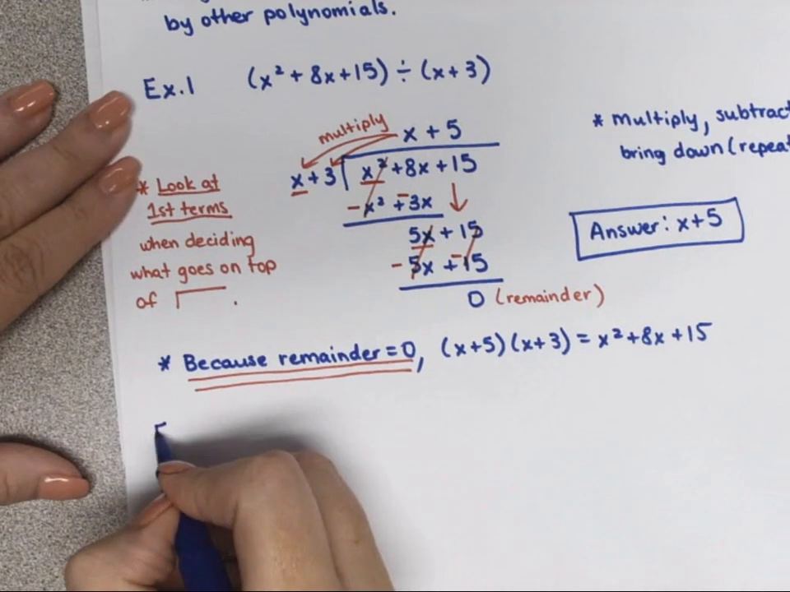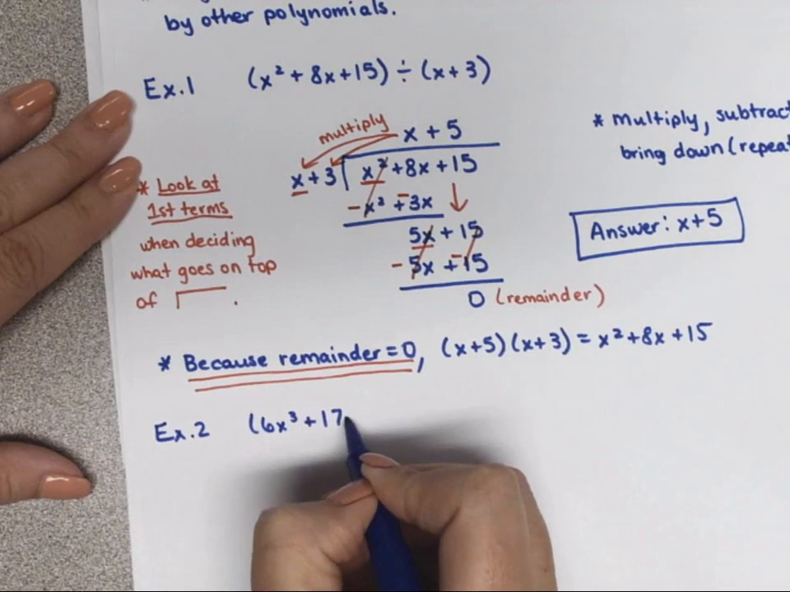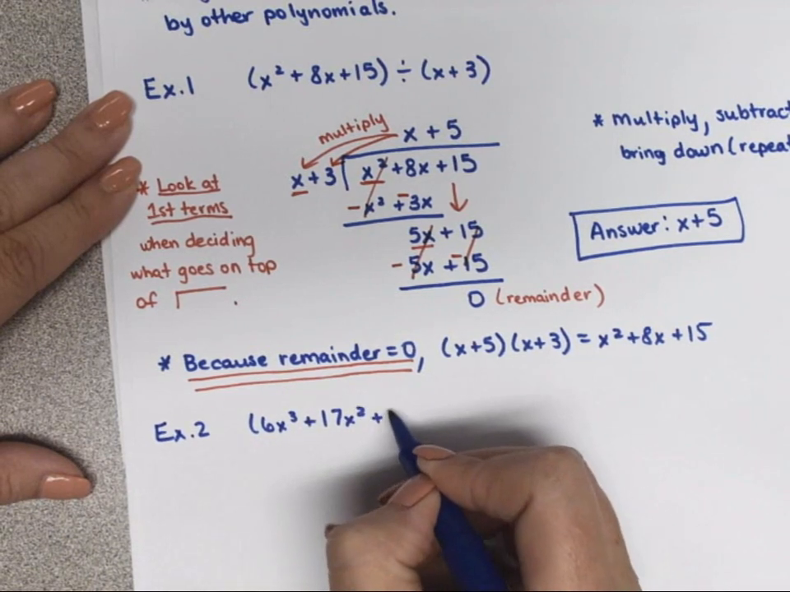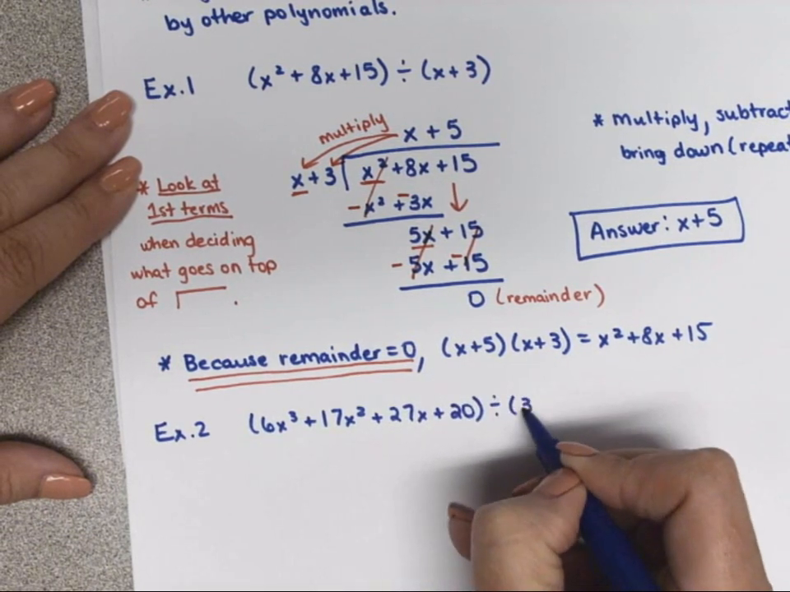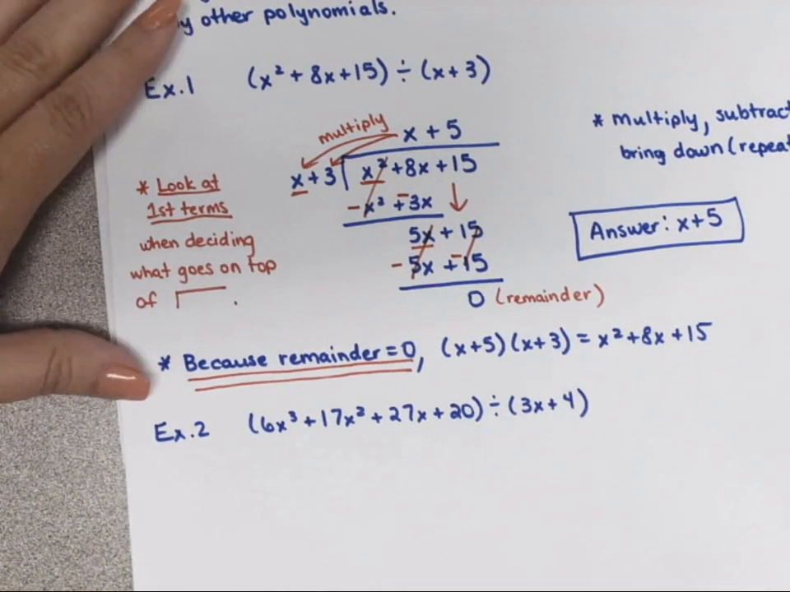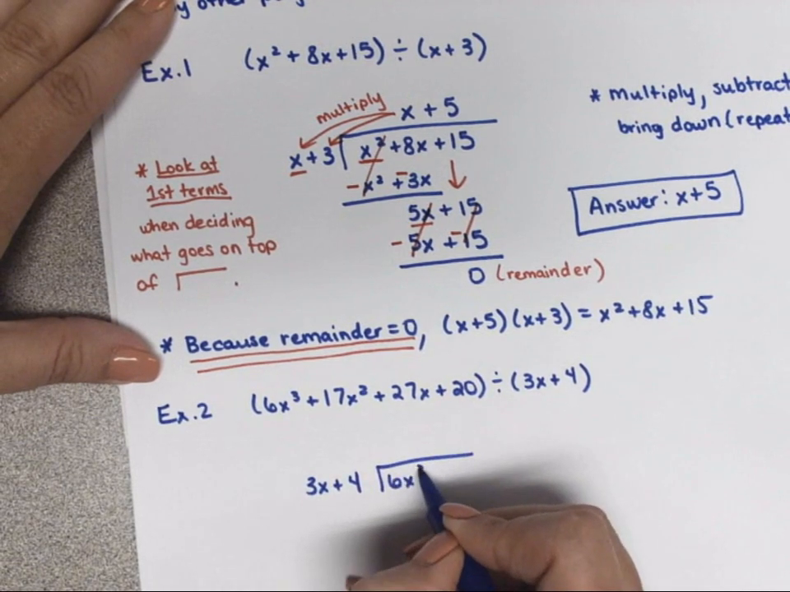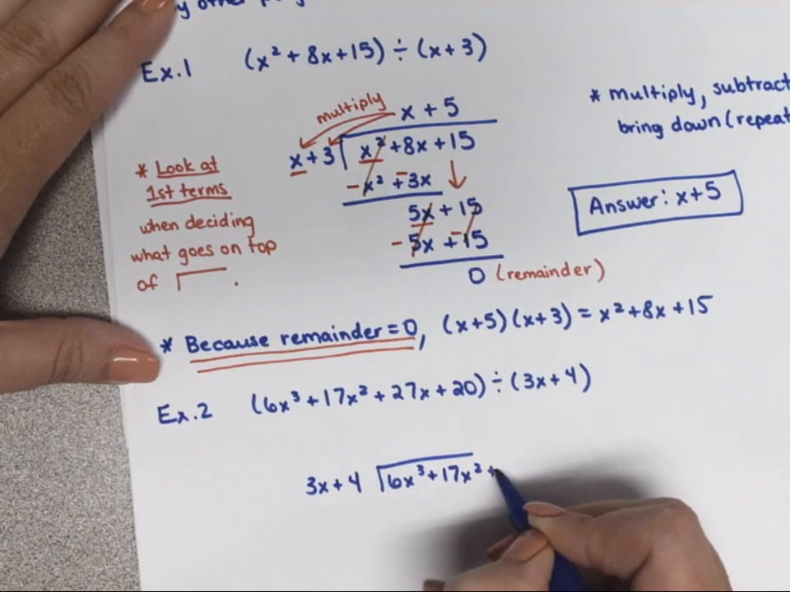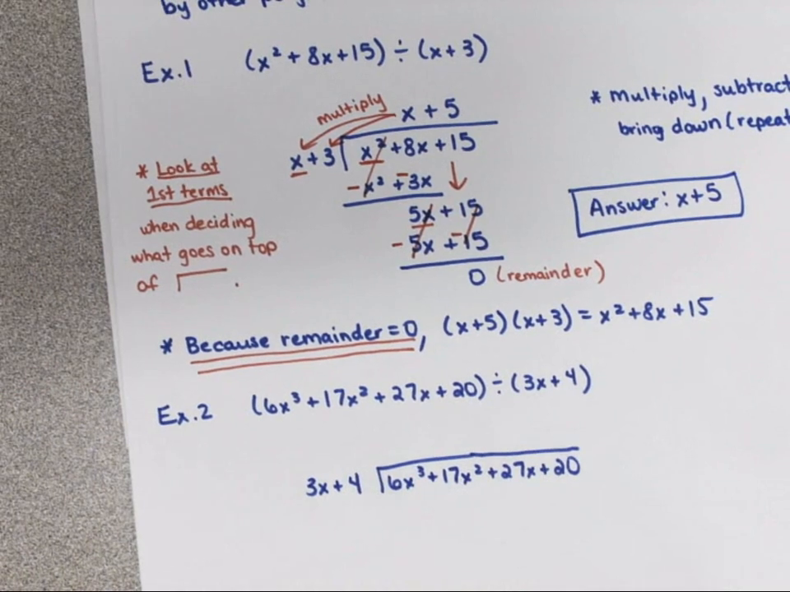Okay, so let's try another one. 6x cubed plus 17x squared plus 27x plus 20 divided by 3x plus 4. So the first thing I want you to do is set it up like you would an old school division problem. Notice that you're not going to get as much out of the lecture today if you just copy down what I write down. It's really more of a process that I want you to follow with me. Like, how did we decide what went where and all that good stuff.